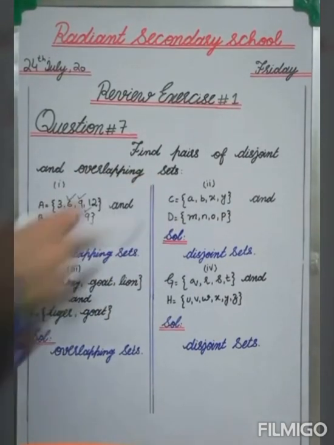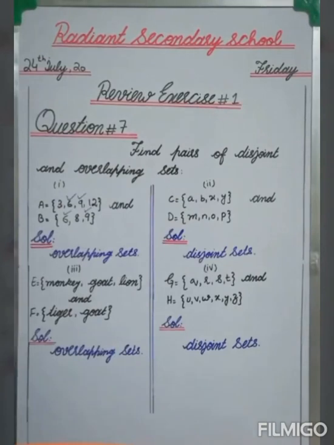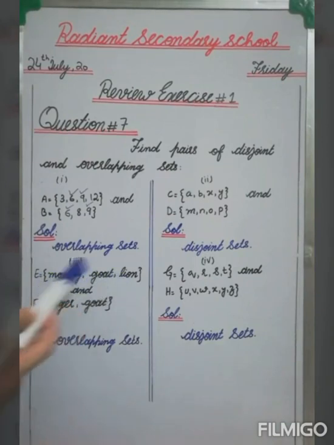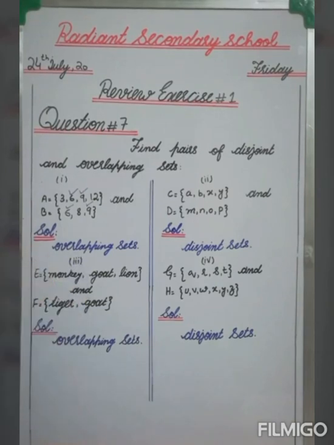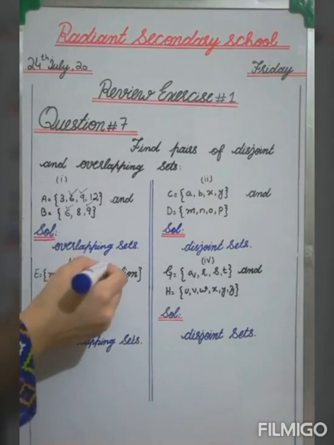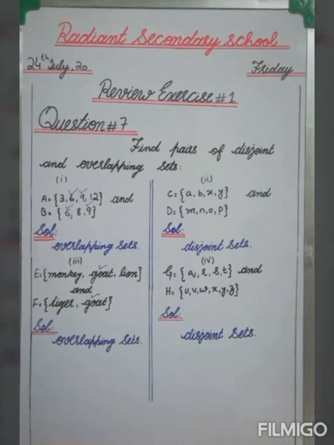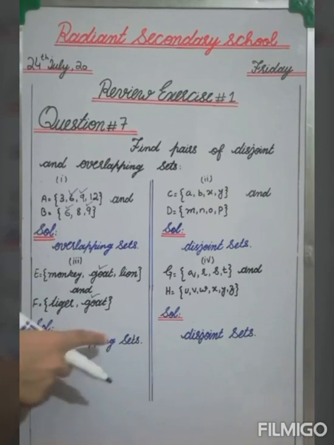So that's why these sets are disjoint sets. Now common part number 3. The elements of set E are monkey, goat, lion, and the elements of set F are tiger, goat. You can see goat is common, yes, because goat is present in set E and goat is also present in set F. You can see, students, some elements are uncommon like monkey, lion, tiger. So these sets E and F are overlapping sets.